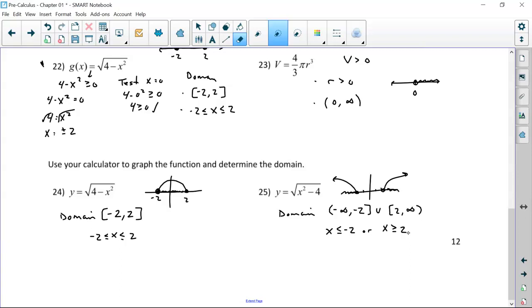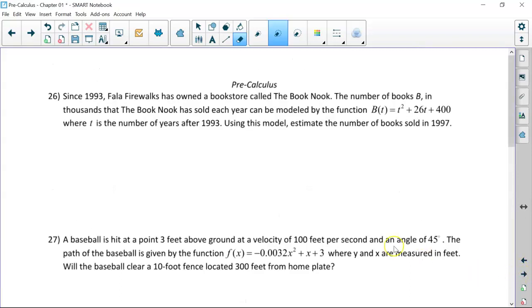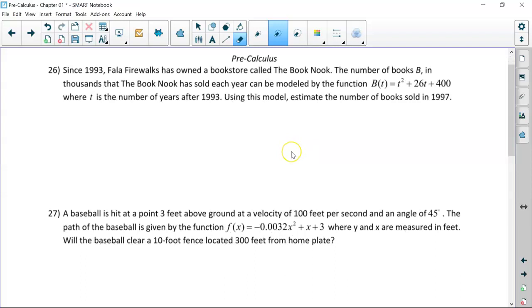We'll finish up with a few word problems. Number 26, the fireworks. So they owned a bookstore called the Book Nook. The number of books, B, in thousands, sold at the Book Nook is modeled by that function. We just want to use that function to estimate the number of books sold since 1994. Now, T is the number of years after 1993.